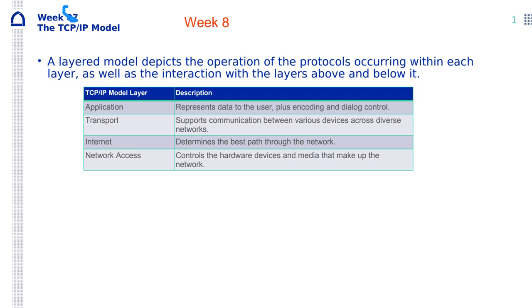Here we have these TCP/IP model layers: application, transport, internet, and the function of each layer, please. Last time we learned about the OSI layers in the previous lecture. The network access layer controls the hardware devices and the media that make up the network.